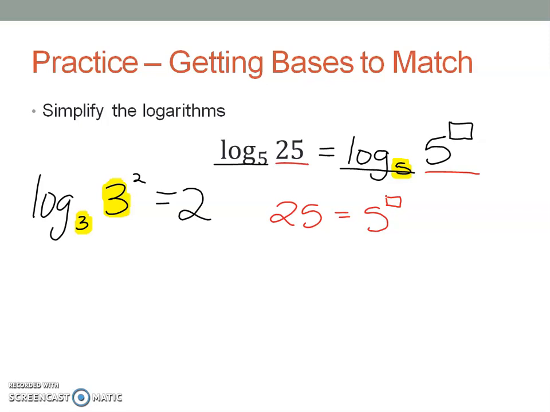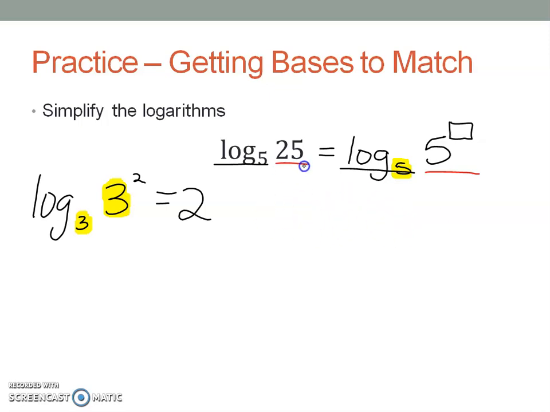Some of you guys might be able to answer that right away. Some of you guys might not. This one you might be able to answer right away. Others might end up being more difficult. You will use your calculator. We're going to start plugging in. 5 to the first power. No, that's just a 5. 5 squared. 5 squared is 25. Okay, so that's what I need.